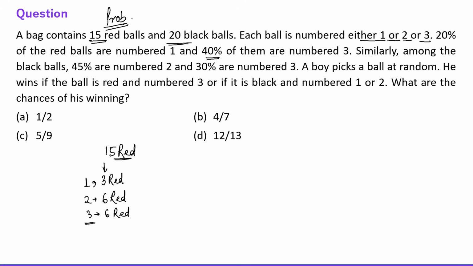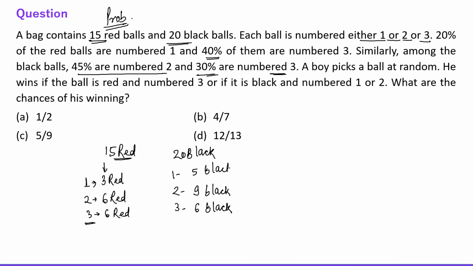Alright. Now if I talk about black balls. How many black balls are there? 20 black balls are there. So they are also numbered 1, 2, 3. 45% numbered 2. So 45% of 20 is 9. So 9 black balls are numbered 2. 30% numbered 3. So 30% of 20 is 6. 6 black balls are numbered 3. And then this is 5. So 5 black balls are numbered 1.